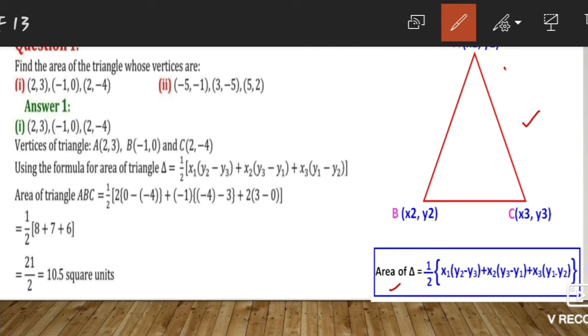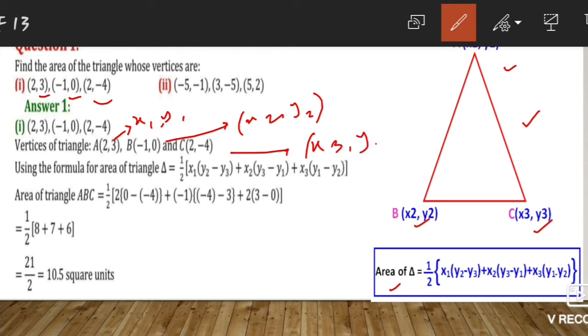Now, in place of x1, y1, x2, y2 and x3, y3, the values 2, 3; minus 1, 0; 2, minus 4 are given respectively. So you can consider point A as x1, y1, point B as x2, y2 and point C as x3, y3, and put these values in the formula. If we do the simplification, the area of the triangle will be 21 by 2 or 10.5 square units.